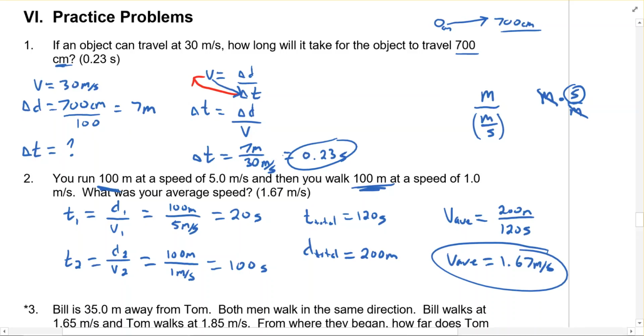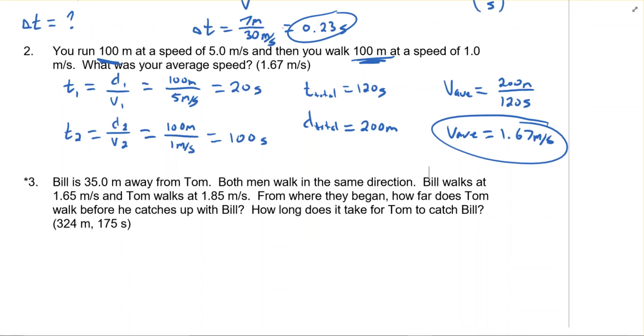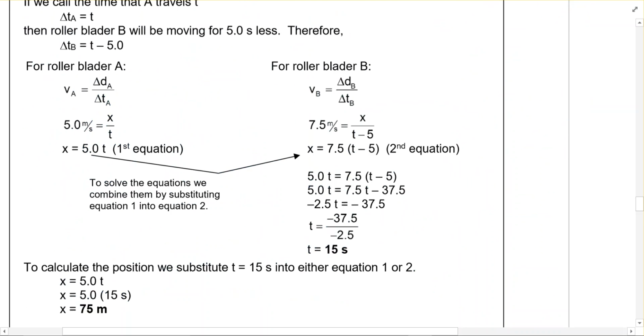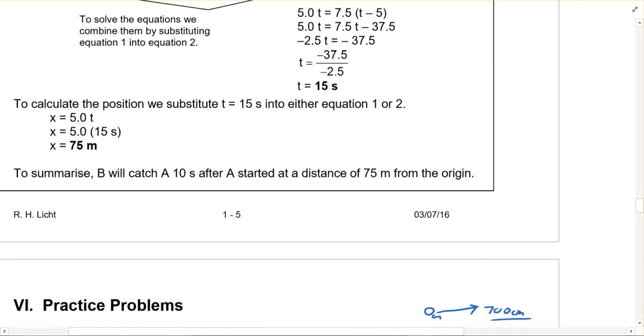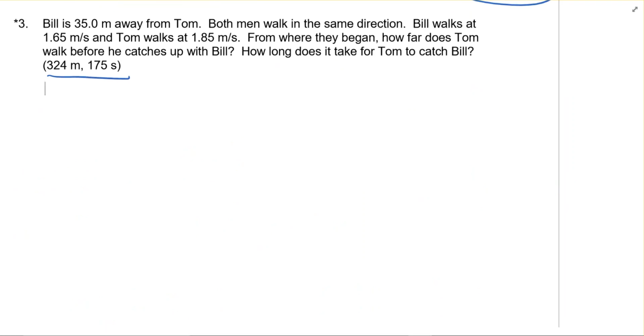Okay, that's all I'm going to do for the practice problem videos. If you'd like, though, give this one a try. It's going to be similar to the more difficult problem up here. So see if you can do that. That'd be great. Okay, so that's it for that video. I'll see you guys in the next one.